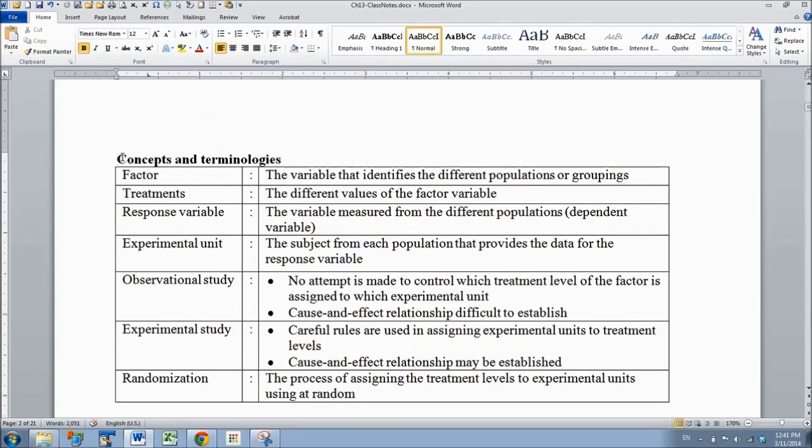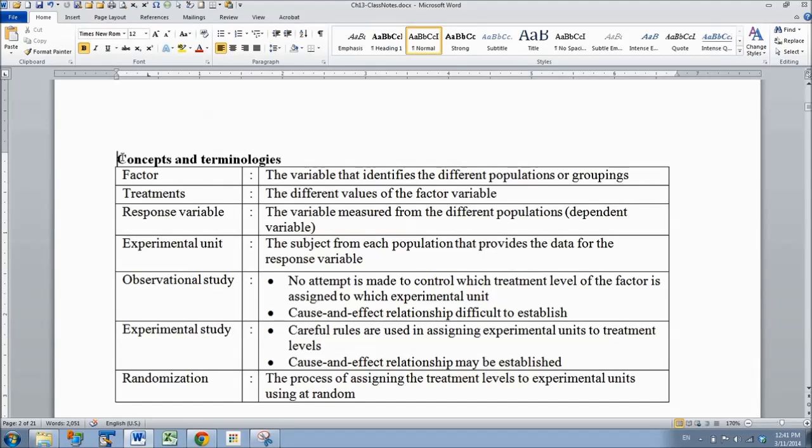Now, experimental unit is the subject from which the response variable is measured. So in the case of starting salaries, it will be the graduates. In the case of milk yield, it is the cows. In the case of reading skills, it will be the elementary school children or students.